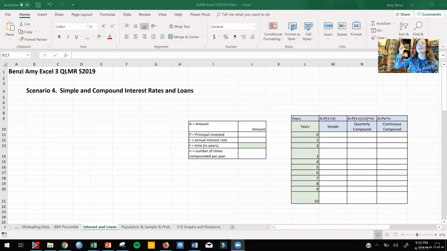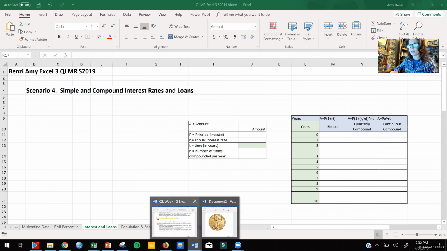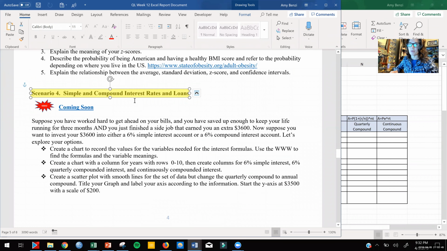You rock. All right, guys, here we are, the Excel portion of our scenario 4. We're really getting close, aren't we? All right, this one can go pretty quick because it's all formulas and dragging things around on Excel. So let's have a look at our instructions here. For scenario 4, we're going to do simple and compound interest. We're going to build some charts and graphs.